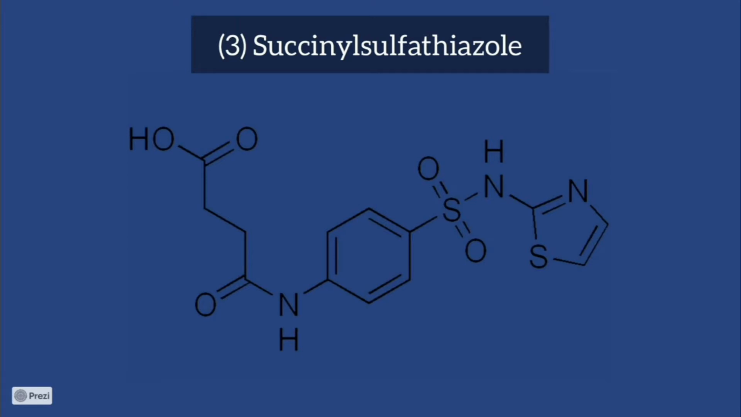Succinylsulfathiazole is another example of substitution on the N4 amino group that makes the compound a prodrug. The succinyl group is attached to form a prodrug for controlled release of the drug sulfathiazole.